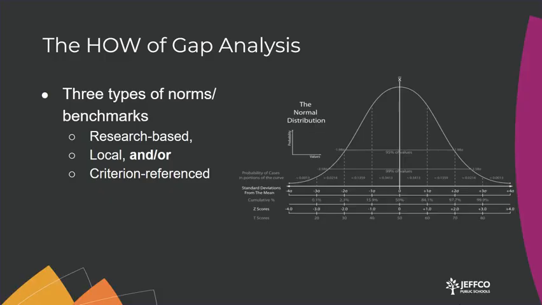There are three types of assessments that we might consider. Research-based norms, those are usually based on national distributions and national assessments of students. We could also look at local benchmarks. For example, if you look at your MAP assessments and compare the student to other Jeffco students or other students in your school. And then finally, criterion referenced assessments. The criterion referenced assessments are how a student compares to a standard, not compared to other students.